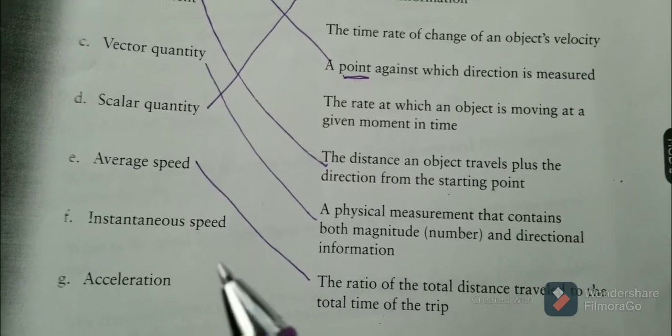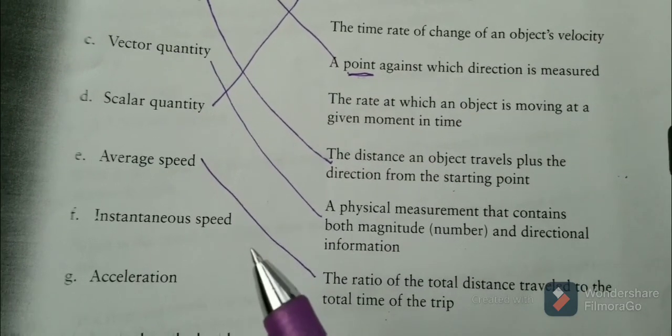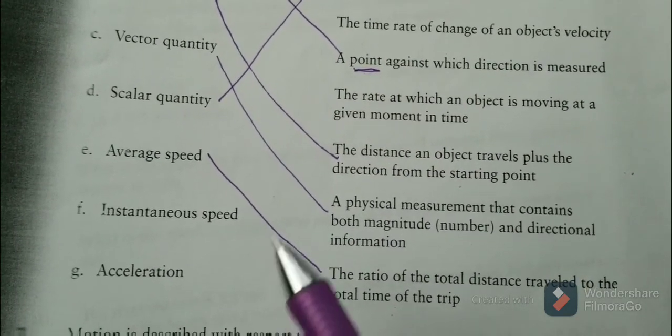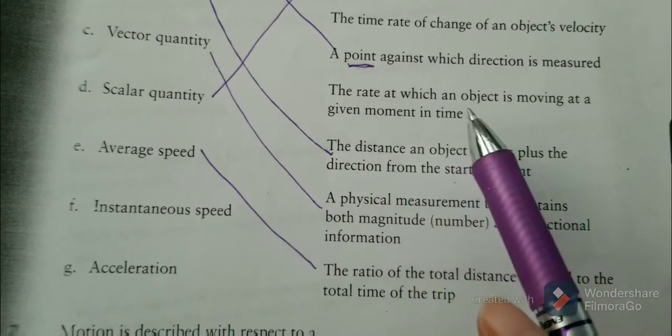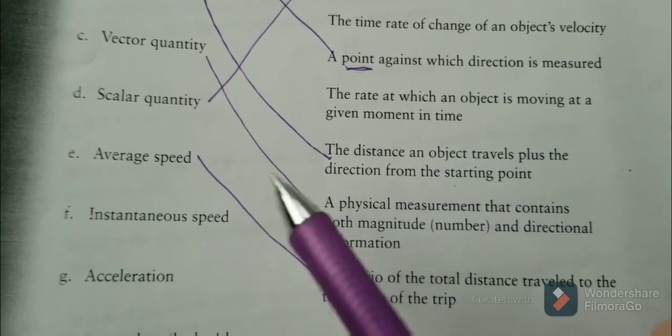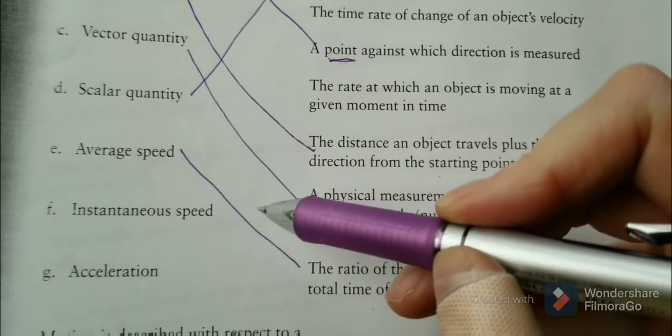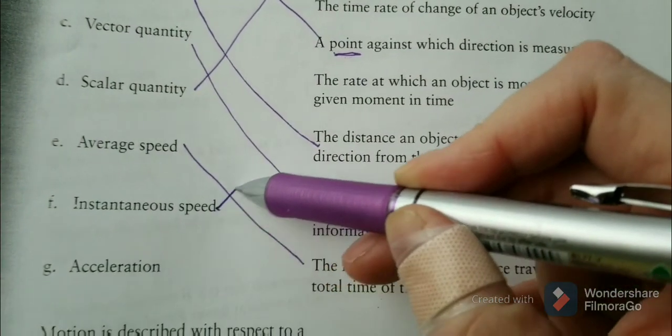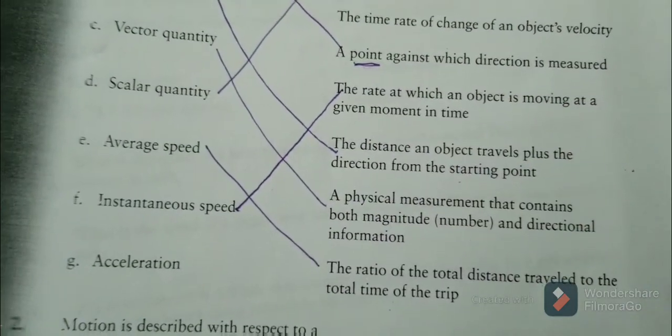Instantaneous speed is that moment in time that we want to get the speed for. Okay, so that is a rate at which an object is moving at a certain moment in time. So instantaneous speed goes right up there.